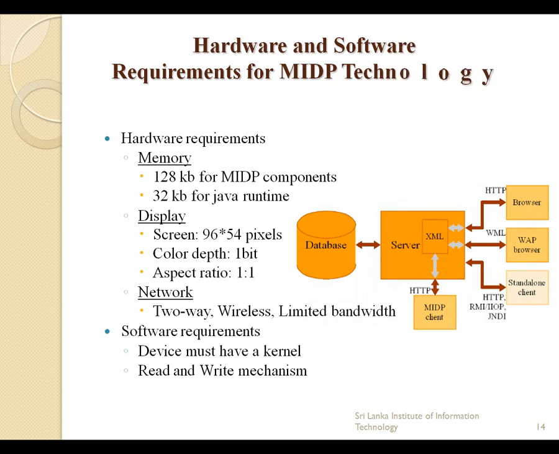Hardware requirements for MIDP technology are memory, display, and network. Memory should be 128 kilobytes for MIDP components and 32 kilobytes for Java runtime. When we consider display, the screen size should be 96 by 54 pixels and color depth is 1 bit, and finally aspect ratio is 1:1. Network includes two-way, wireless, and limited bandwidth. And when we consider software requirements, the device must have a kernel and there is a read and write mechanism.